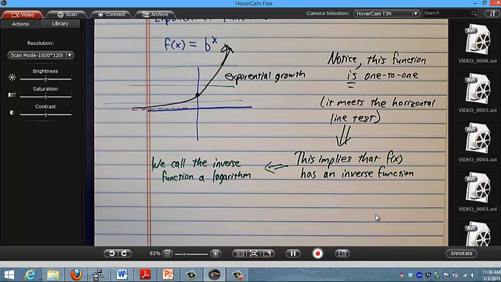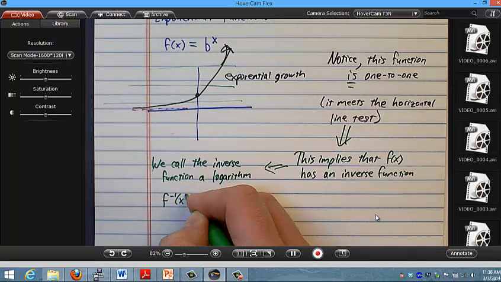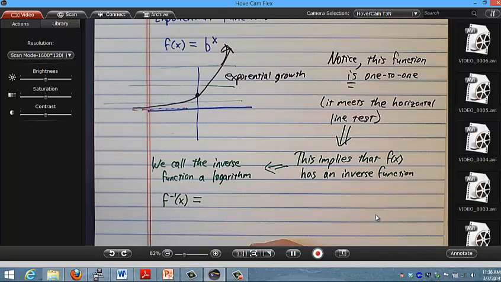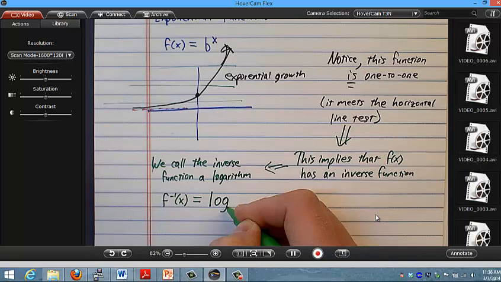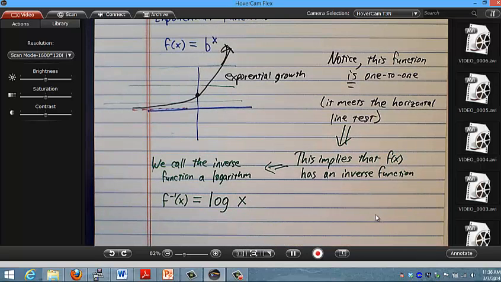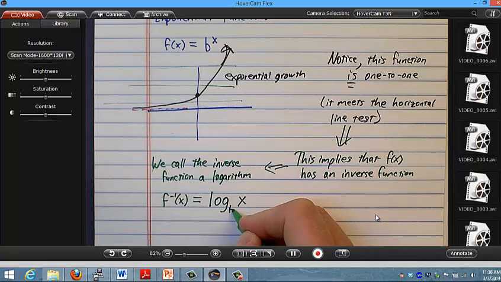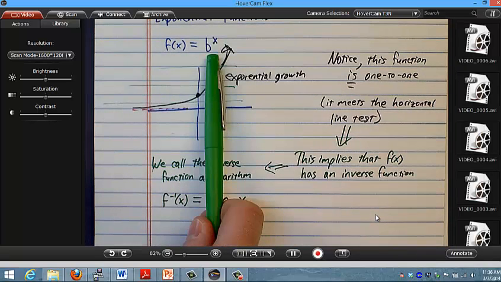And so you guys will see we're going to write it this way. F inverse of x is log of x, but you want to say what it's the inverse of. Okay? So I'm going to put the little base down here. Log base b of x. And that could be any number you want. It's whatever number you would have had in the exponential function.